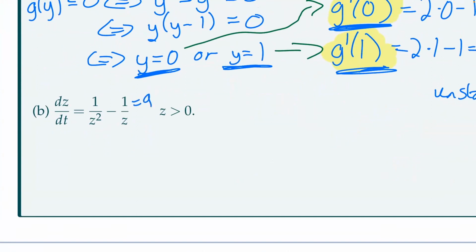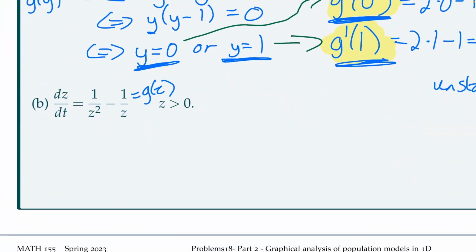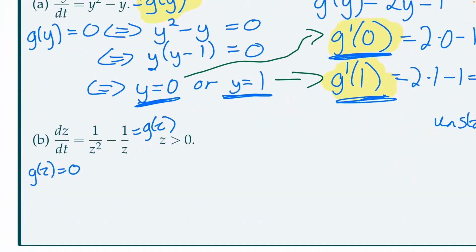Let's go through. Okay, so I'm going to call this my g of z this time. So you've got 1 over z squared minus 1 over z. We're told that z has to be positive here. So first thing we need to do is find our equilibria. So we need to set g of z equal to 0. So doing exactly what we did above.